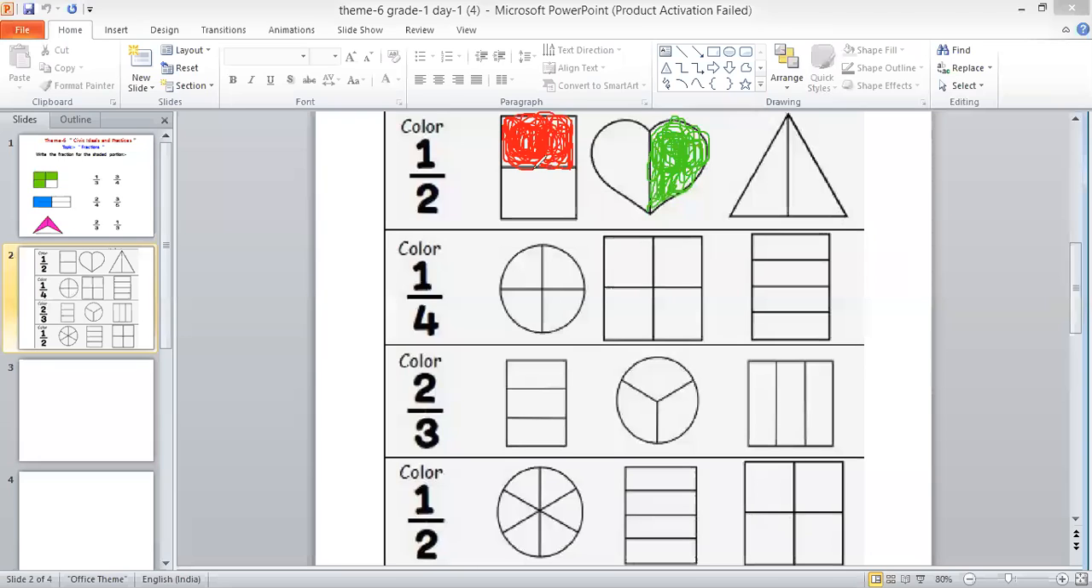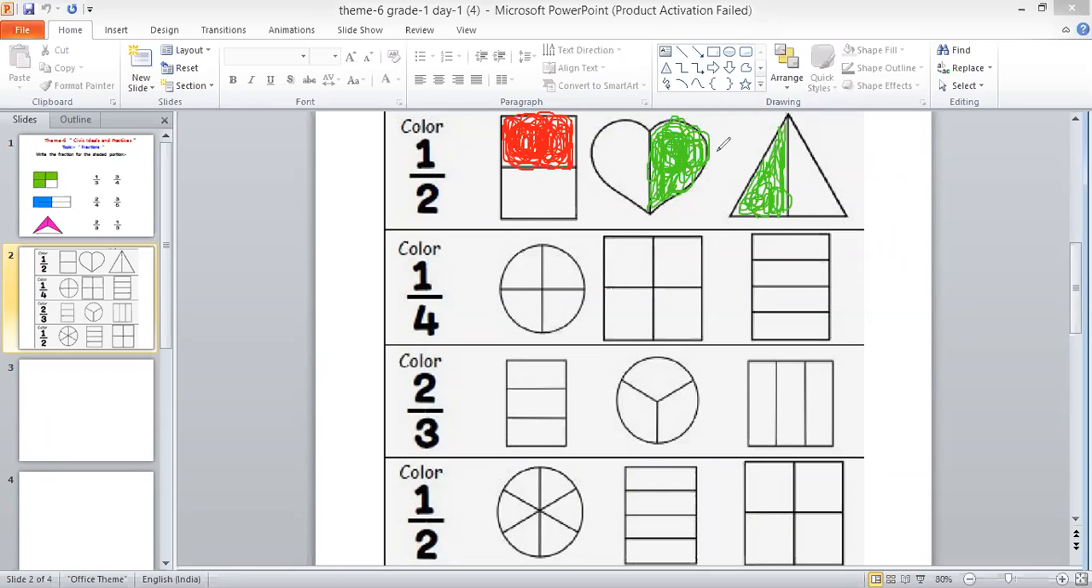Arhan, what is the next shape after the heart? Triangle. And this triangle is divided into how many parts? 2. And out of 2, according to the question, how many parts should we color? 1. Yes, very good. That's correct, Arhan. So children, you will color only one part of it. I repeat, nobody will use sketch pens.